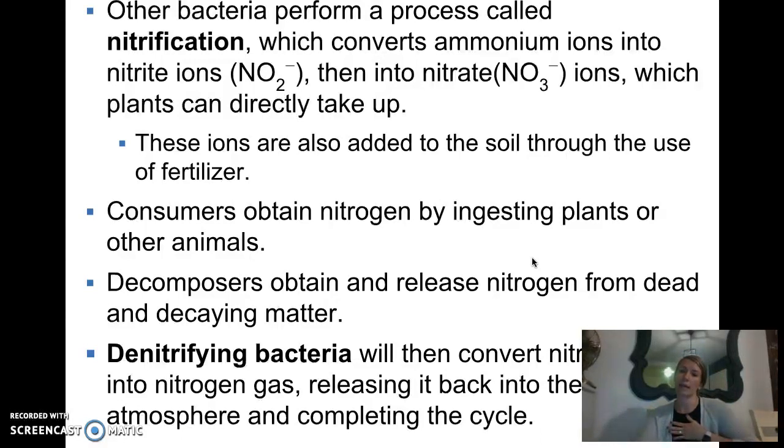And consumers, we get nitrogen by eating plants or other animals, so we cannot do this process. And then decomposers will take the nitrogen from dead organisms and release it. Denitrifying bacteria will convert these nitrates and nitrites back into nitrogen gas and release it back into the atmosphere and complete the cycle.